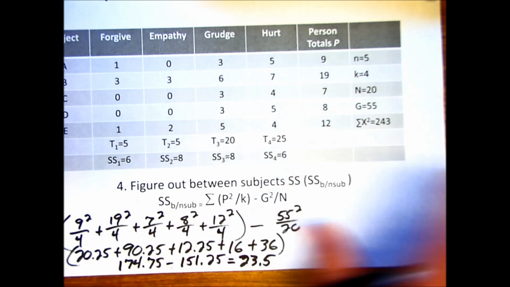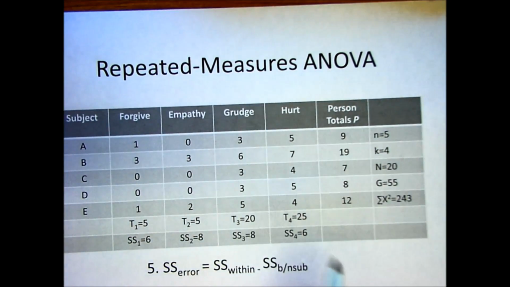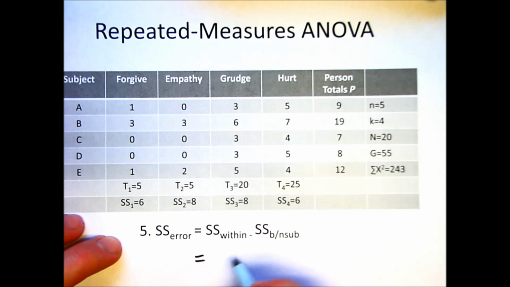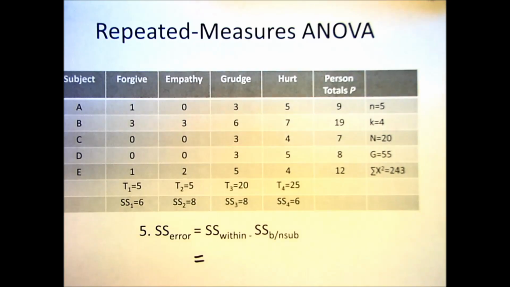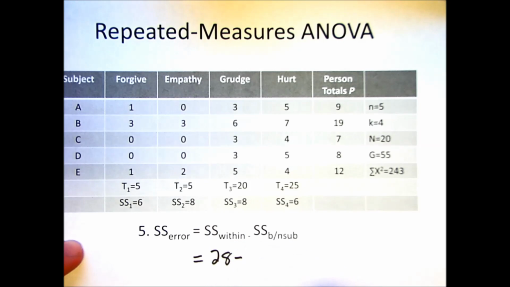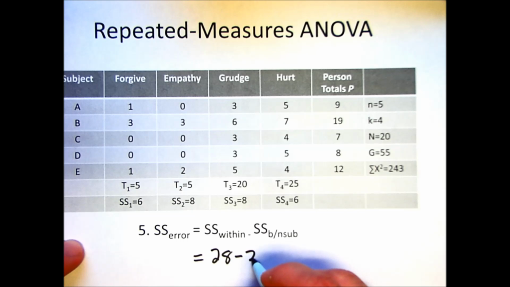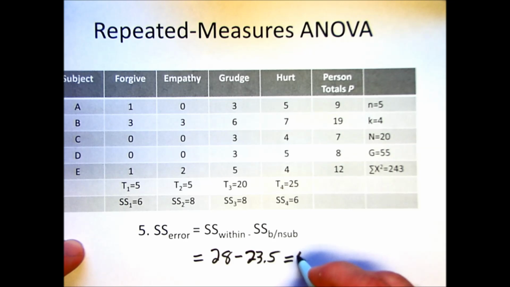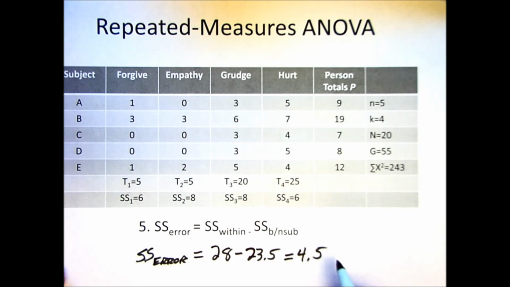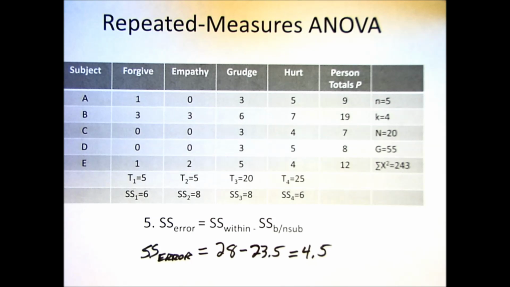Next we want to figure out the error. So the sum of squares error, how we calculate that is we take our sum of squares within that we calculated, which if you remember was 28, minus the 23.5, and we got 4.5 for our sum of squares error. Eventually, when we calculate the mean square for that, that's what we're going to divide the mean square between by.